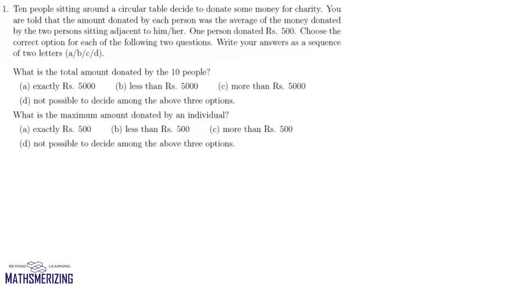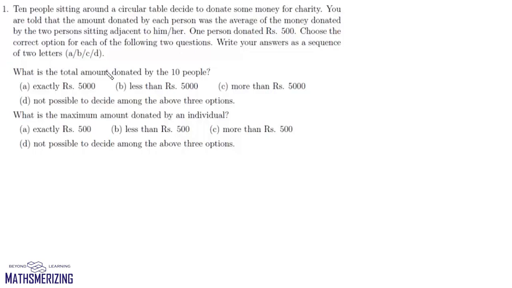Today we'll discuss CMI's 2015 paper, and the first question is: 10 people sitting around a circular table decide to donate some money for charity. You're told that the amount donated by each person was the average of the money donated by the two persons sitting adjacent to him or her. One person donated rupees 500. Choose the correct option for each of the following two questions. Write your answer as a sequence of two letters A, B, C, D.